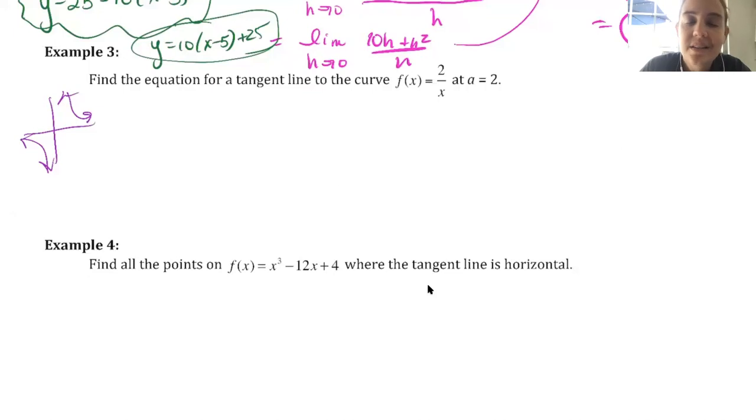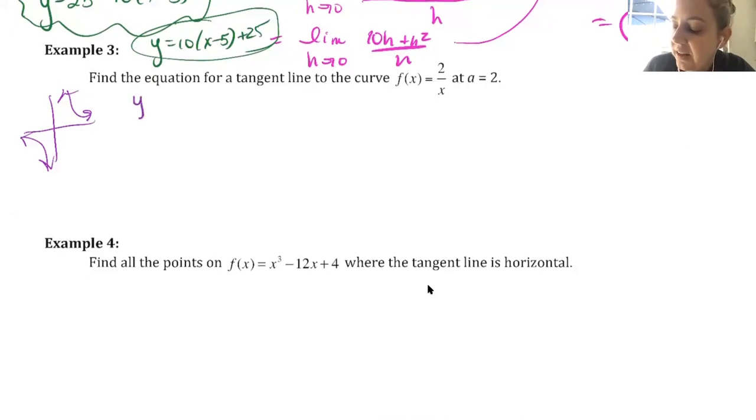So 2 over x is the curve that exists in quadrant 1. In quadrant 3, it looks something like that. So we want to find the equation for the tangent line. So again, you are really filling in a fancy version of the slope, point slope form. So this is f prime of a is equal to x minus a, really just point slope form.